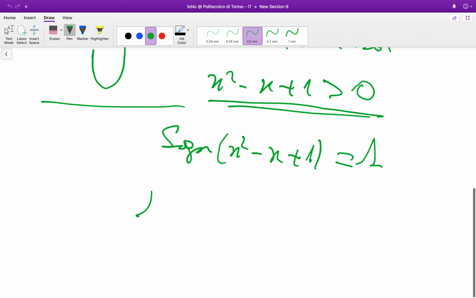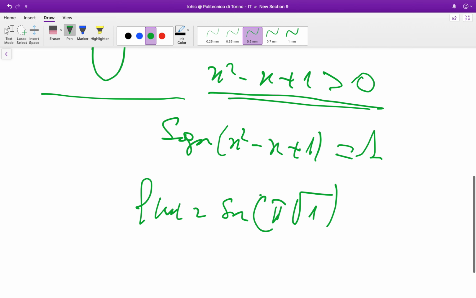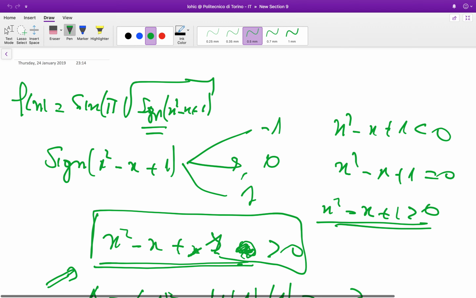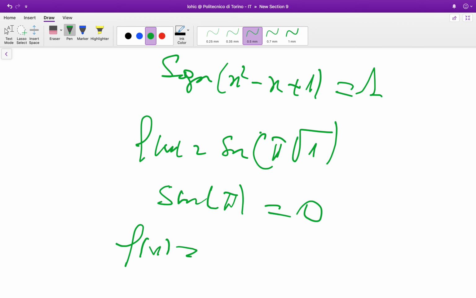And finally, f of x will just be the sine of pi multiplied by root of 1, because f of x was this. Doubts? And this will lead to sine of pi, okay, and f of x is always 0. We proved that f of x is always equal to 0.